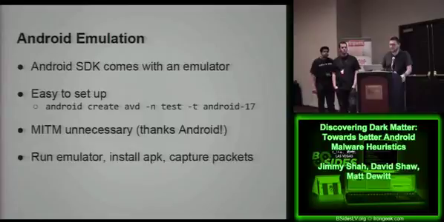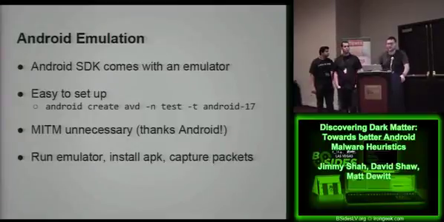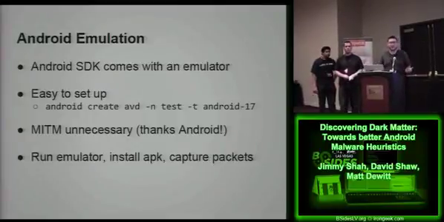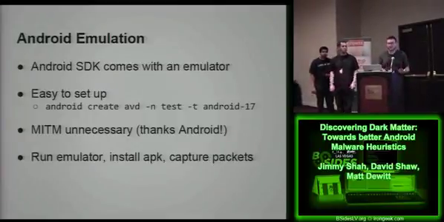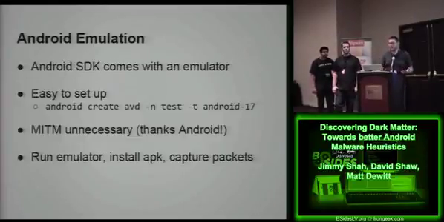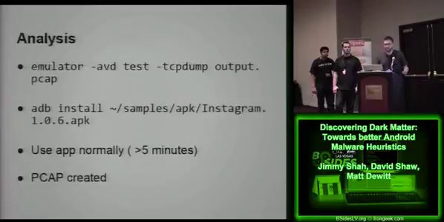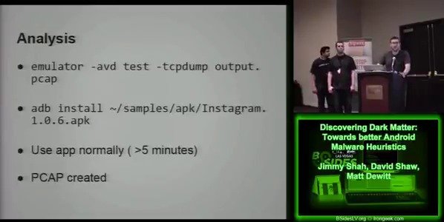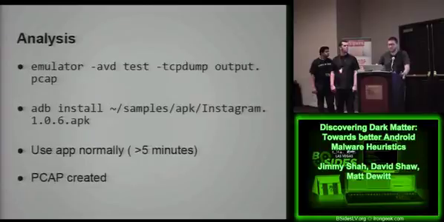Android create AVD with the name test, type Android 17. And for our first layer of inspecting this, a man in the middle is unnecessary because Android actually lets us capture all the traffic. So our methodology here is going to be to run the emulator, install the APK, capture the packets, and then perform analysis on that. You can see here, you run it with just the tcpdump flag, pretty straightforward, and it actually dumps out a PCAP. You can then use ADB to install, in this case we did Instagram 106.